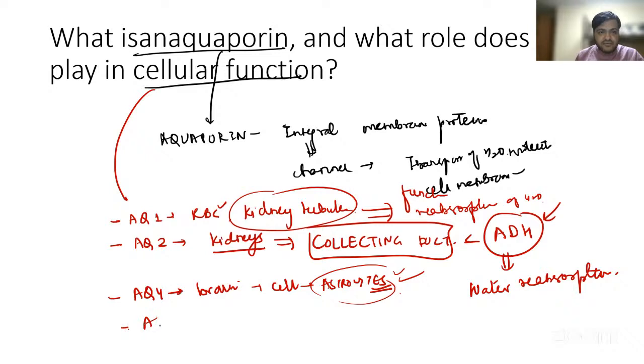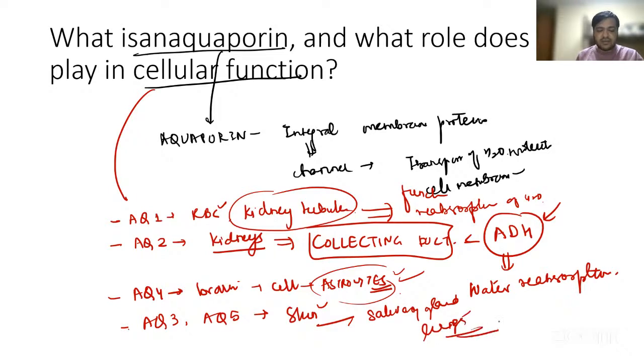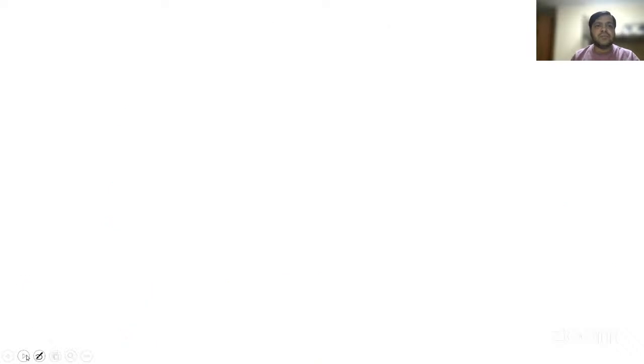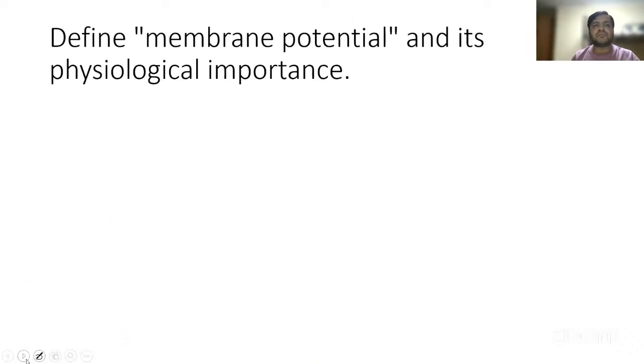We also have aquaporin 3 and aquaporin 5. They are basically found in epithelial tissues like skin. Skin is the largest organ of the body. They are also found in salivary glands. They're also found in lungs, right? They actually help to maintain the water balance within the cells. It's a short type of answer. You can just give the classification, where they are present and what function they are performing.